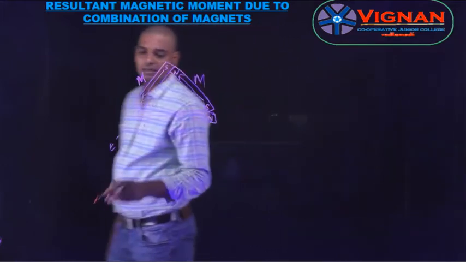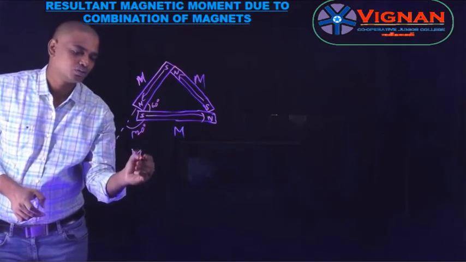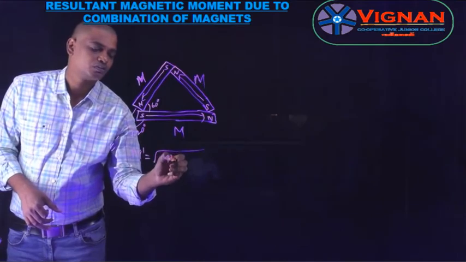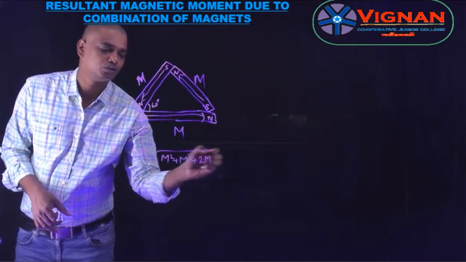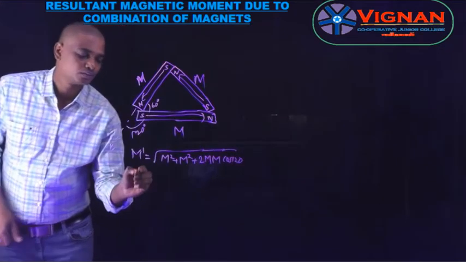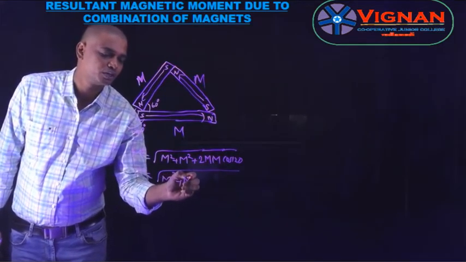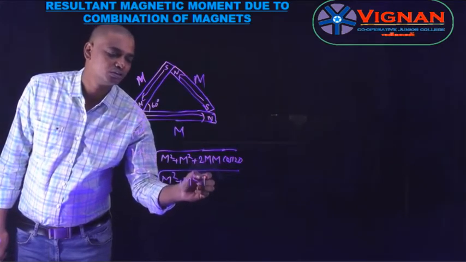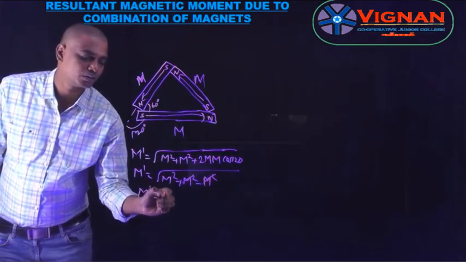Clear? So the resultant magnetic moment for these two, I am considering only these two bar magnets. So M dash is equal to root over M square plus M square plus 2 M into cos 120. Cos 120 is minus 1 by 2. So the 2 gets cancelled, minus M square. So this is cancelled, and M dash is equal to root over M square, which means M.